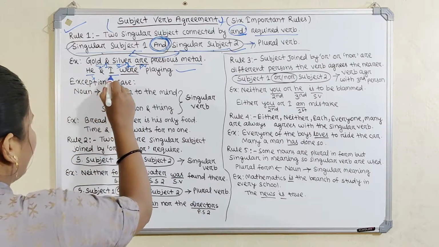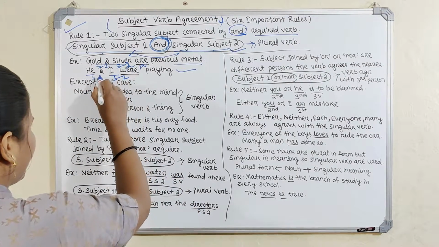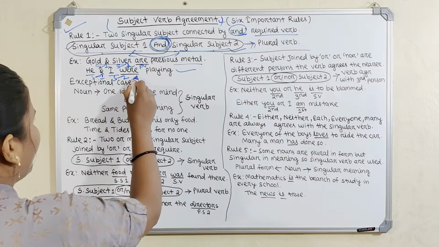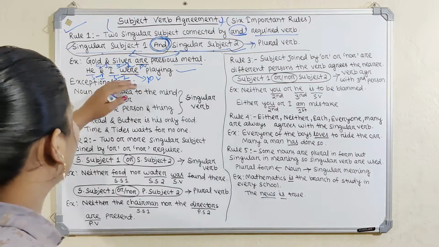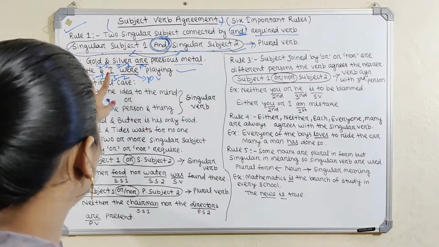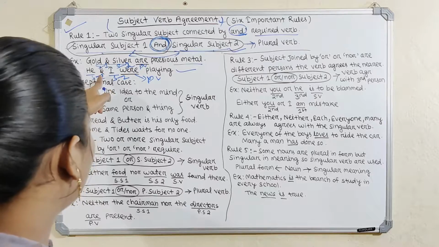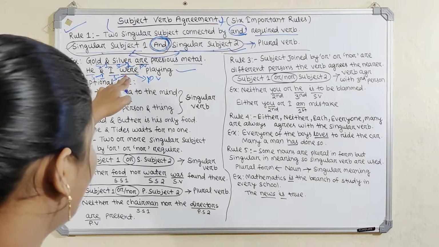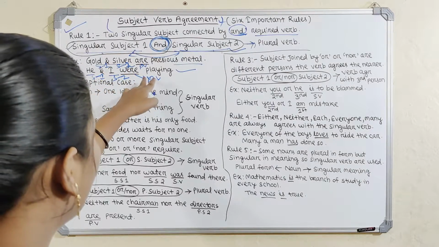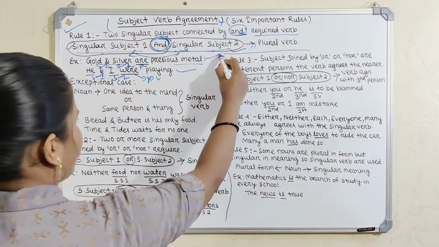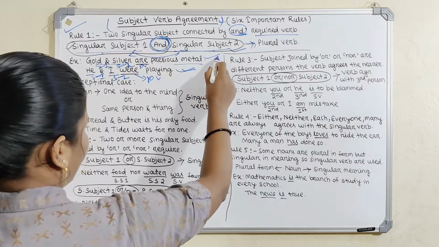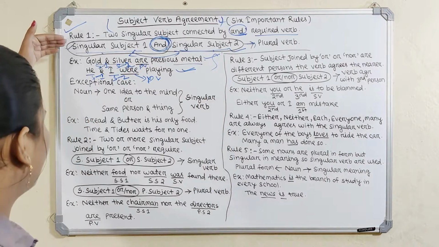He is singular subject 1 and I is singular subject 2. But where is your plural verb? So, he and I were playing. It means that when both singular subjects are connected by the word and, it takes the form of the plural verb, that is were. Gold and silver are precious metals. He and I were playing. These are the best examples for this rule.